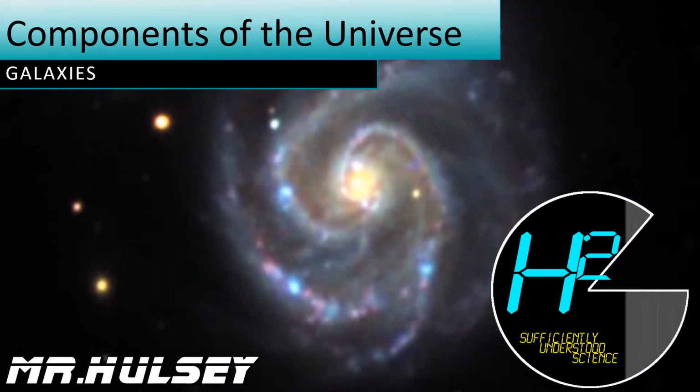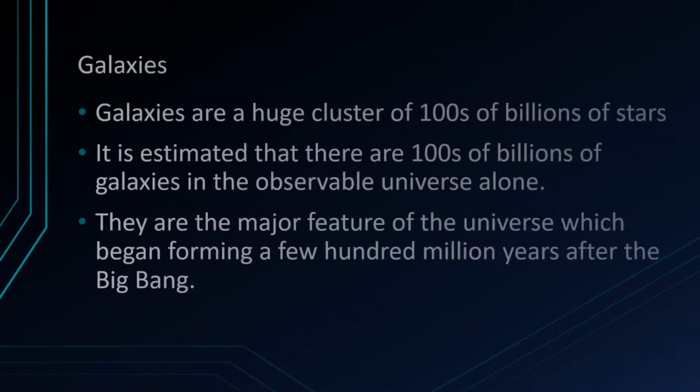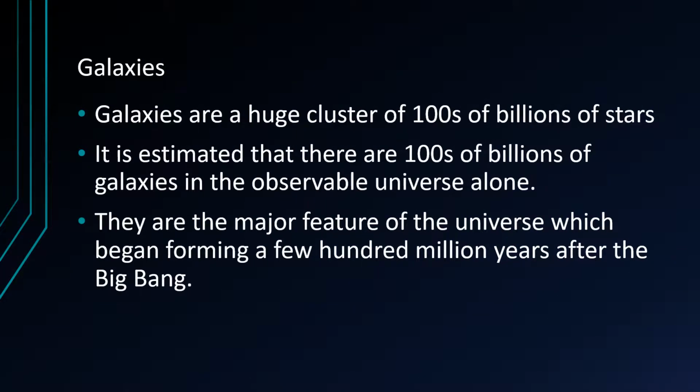Today we're going to be looking at the different types of galaxies. Galaxies are huge clusters of hundreds of billions of stars, and it's estimated that there are hundreds of billions of galaxies in the observable universe alone. These are the major features of the universe, which began forming a few hundred million years after the Big Bang, once things had cooled down enough to allow for these galaxies to form.